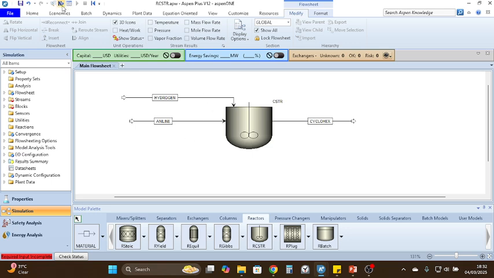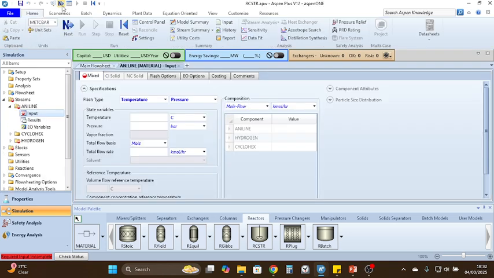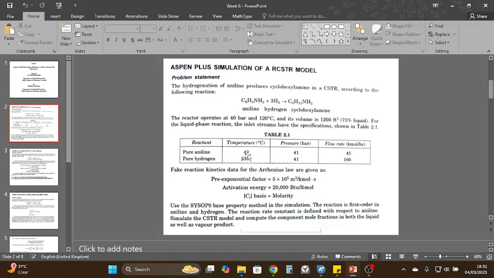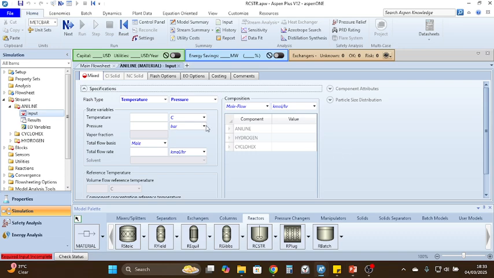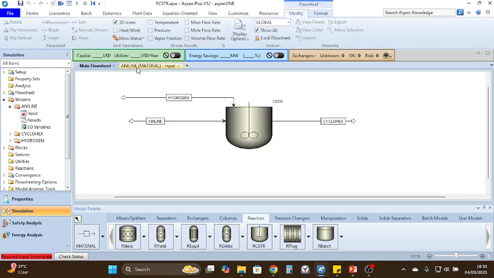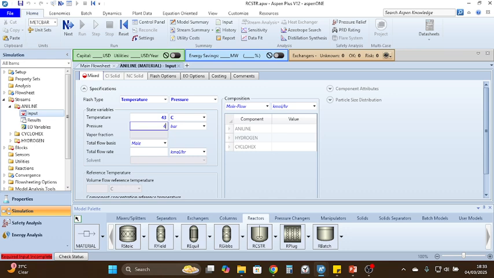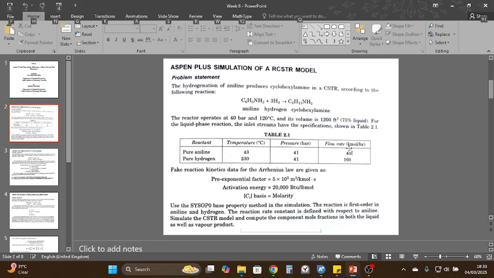the feed streams. So when we click on next, over here you can see that the aniline stream is being highlighted. So over here we have to specify the temperature first. Pure aniline is entering at a temperature of 43 degrees Celsius, pressure 41 bar, and flow rate of 45 kilomole per hour. So the temperature is 43 degrees Celsius, pressure is 41 bar, and the mole flow is 45 kilomole per hour.